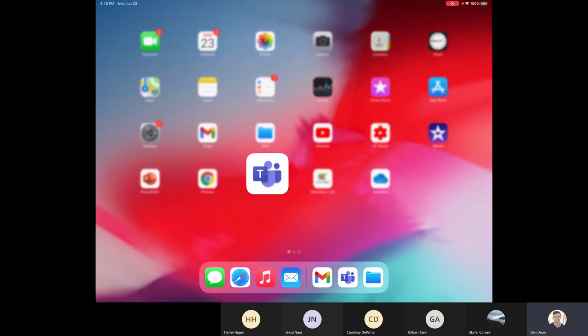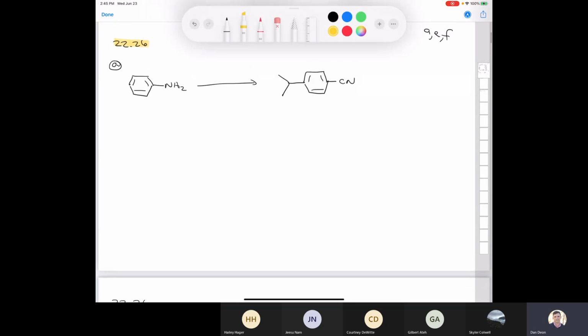Here we go. Question 2.26a. So we're starting with aniline, and we want to make this compound where we have an isopropyl group and a nitrile that are para to one another. Well, we know that we can make the nitrile by Sandmeyer chemistry because we have this amine here.